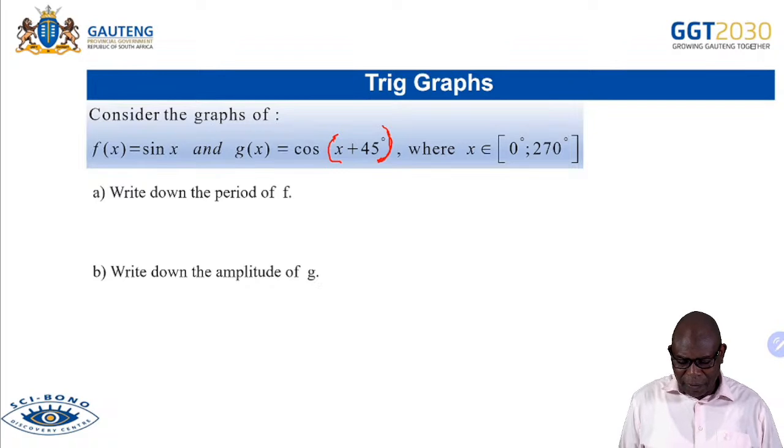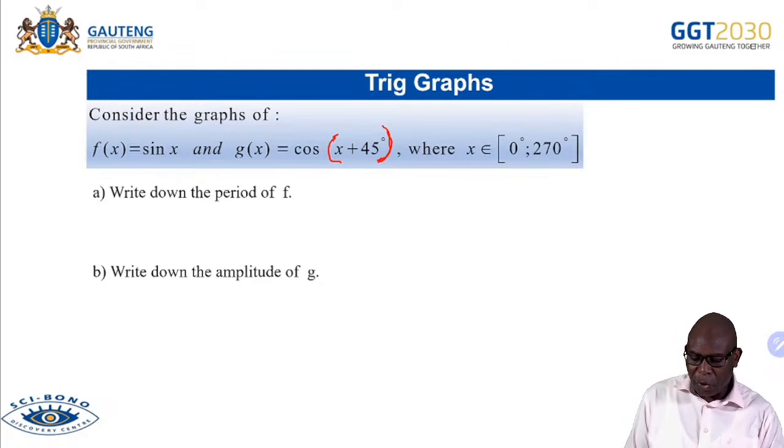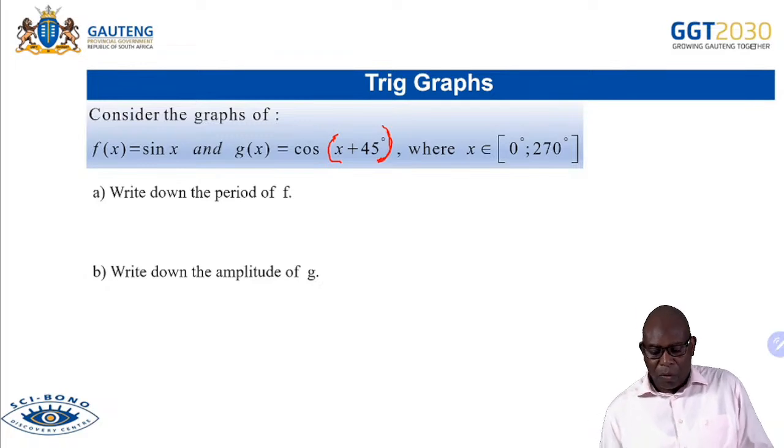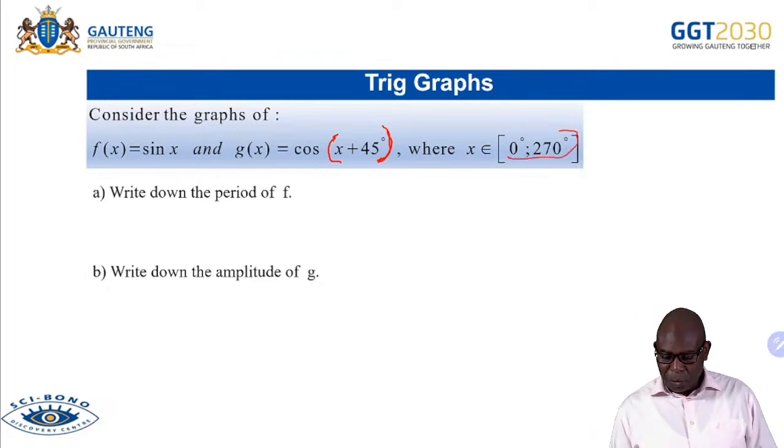Let's get to this function that is given there. f is sine x, g is cos of x plus 45, so the 45 is inside the bracket there. Where are we drawing our graph? From 0 to 270. So I cannot draw the graph to 360, it's only up to 270.